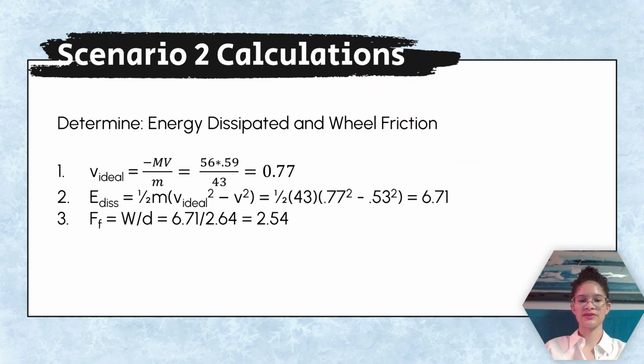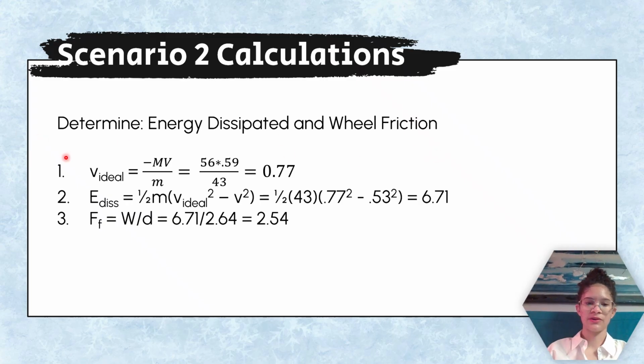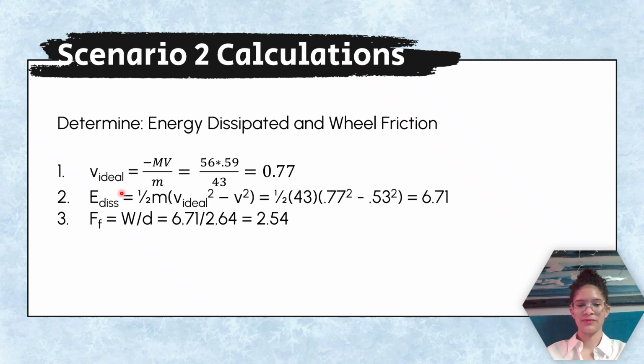Alright, and since the segment went so awry, I decided to calculate the energy dissipated and the friction that dissipated it. So we labeled our ideal velocity for the little one V ideal. Very clever. And so basically this is what would happen if conservation of momentum actually worked out. We've got big M, big V over little m, because they should be equal. And so you can see the calculations here lead us to 0.77 meters per second.